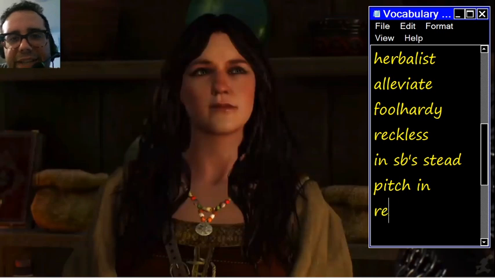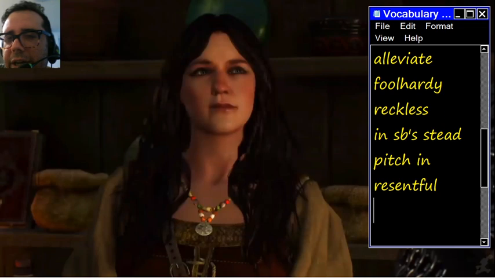So a good word to learn here is resentful. Geralt says there's a lot of bitterness. There's a lot of frustration in you. Maybe because you've been living here in this hut for a really long time. Resentful. You are a little resentful.